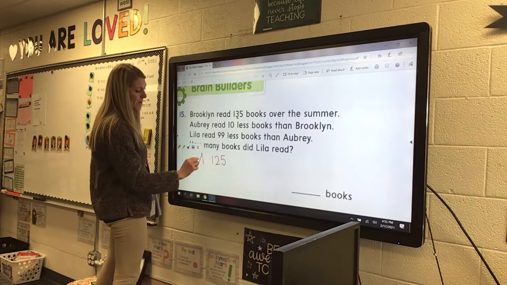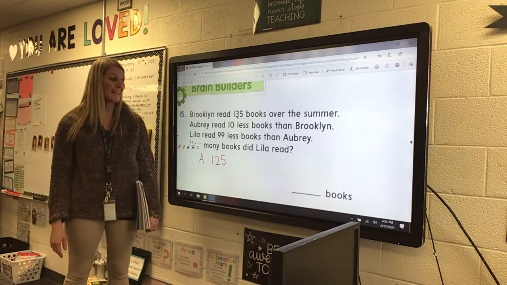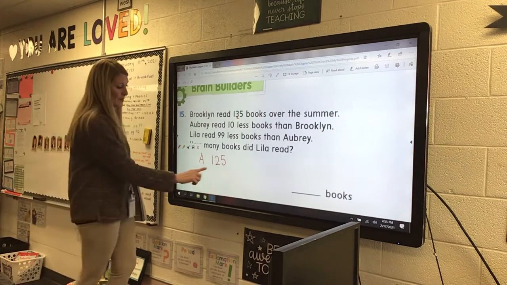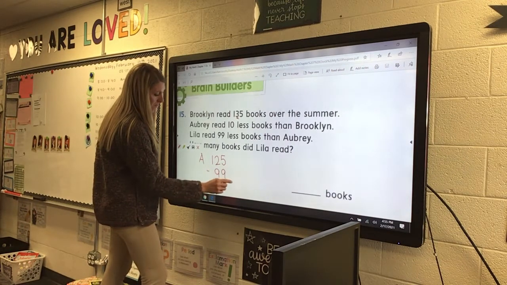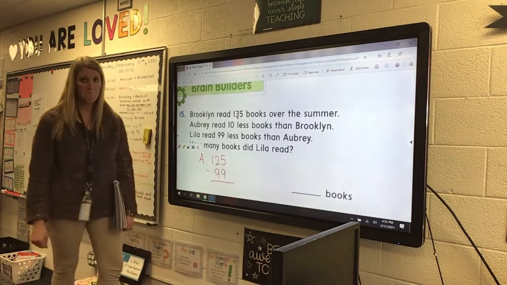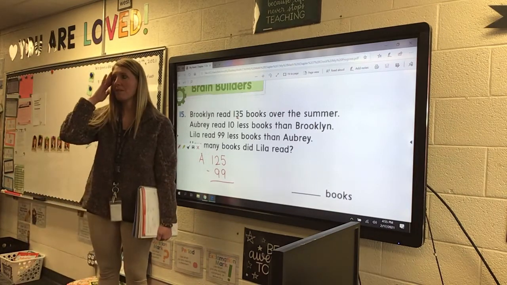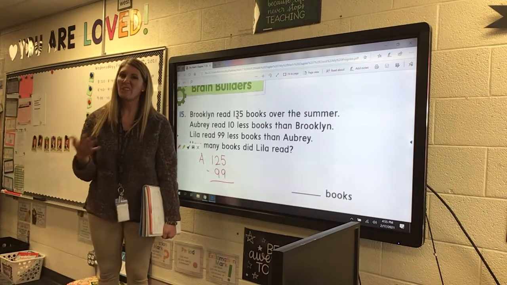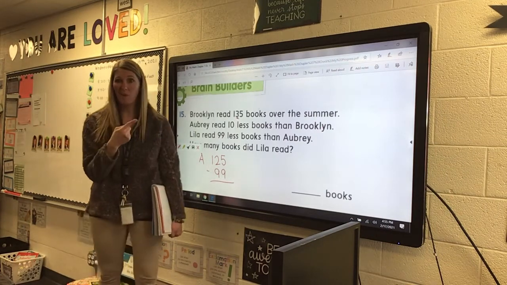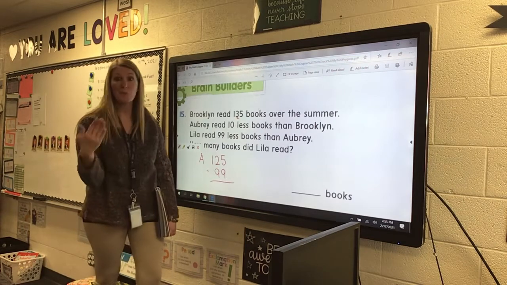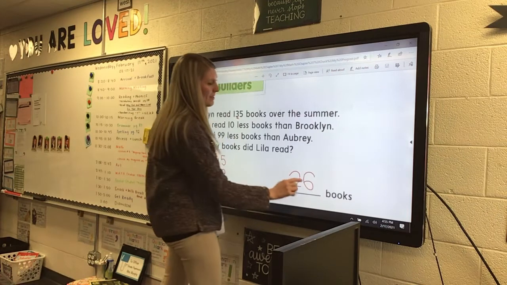So I'm just gonna put A for Aubrey. Now, Lila read 99 less books. So if I want to subtract 99, I can subtract 99, but that's kind of hard. Or I can think in my head, if I have 125, let's get rid of 100. If you get rid of 100, that's only 25 left, but it's not quite 100. We got to add one more. So 25 plus one more would be 26 books.